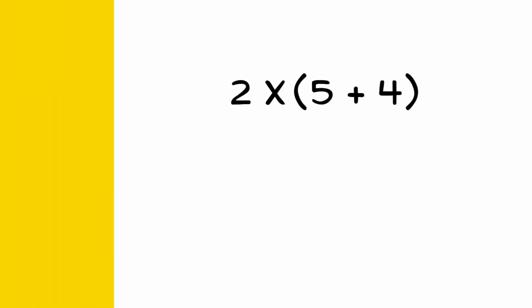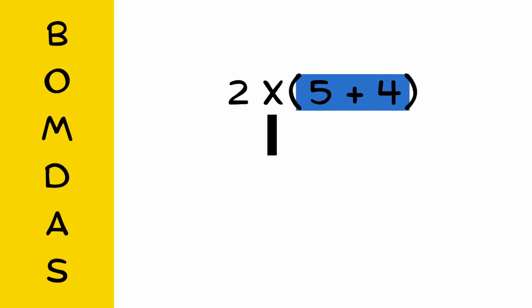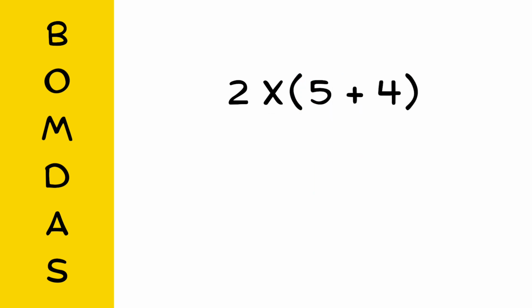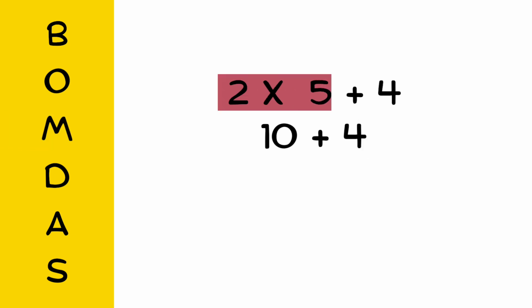What about this equation? We know that the first operation we must complete is the bracket, so we say 5 plus 4, which is 9. Then we multiply it by 2, which equals 18. However, if we were to remove the bracket, the equation is different. Firstly, we would multiply 5 and 2, giving 10. Then we add 4, which will give us 14.